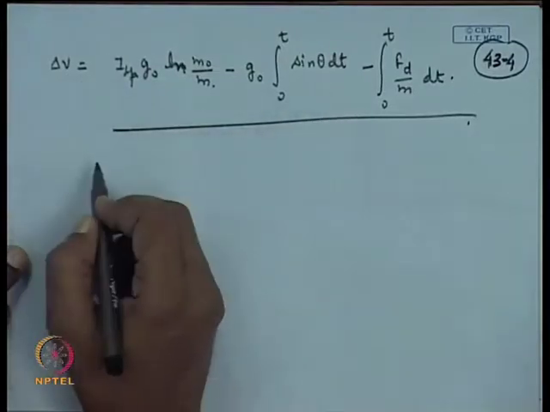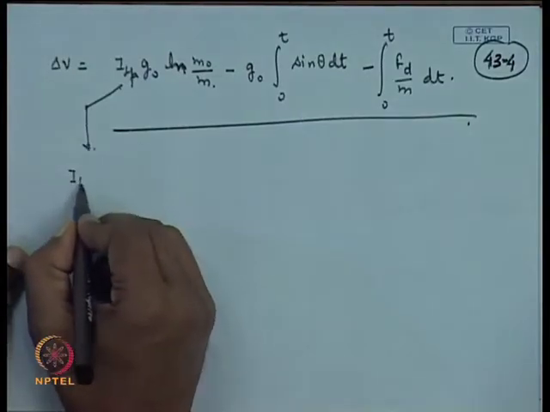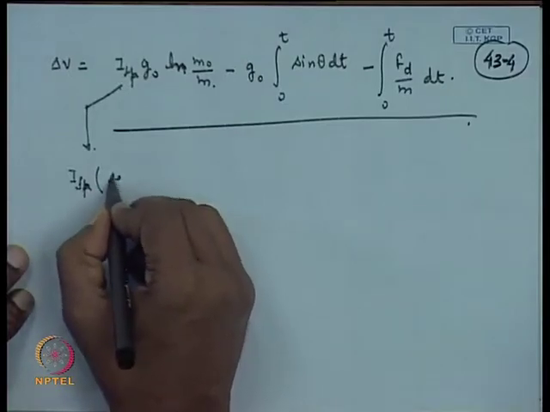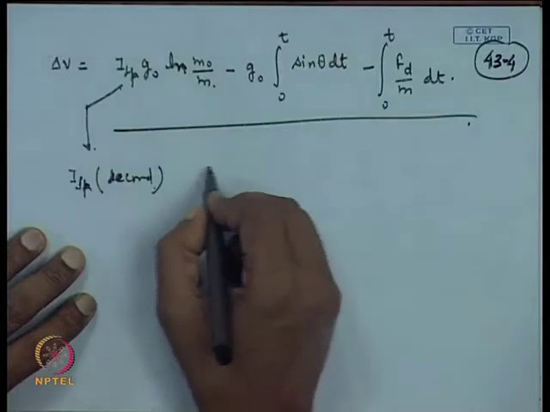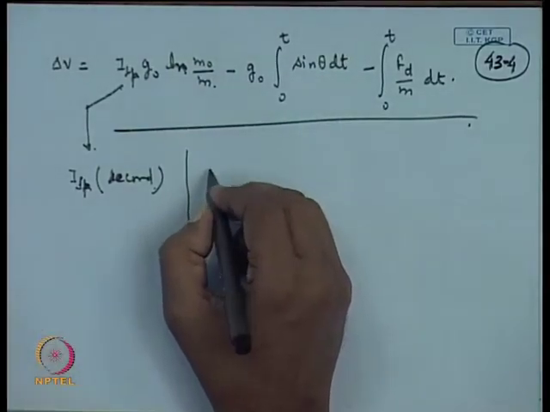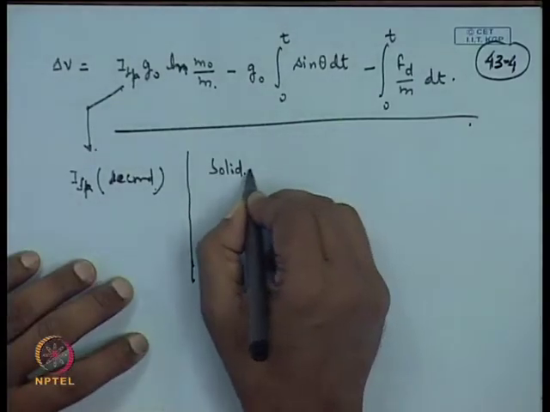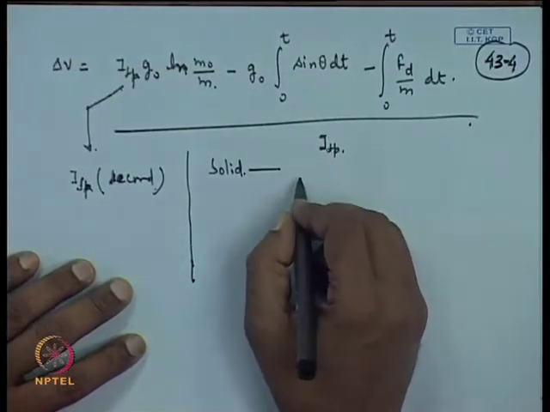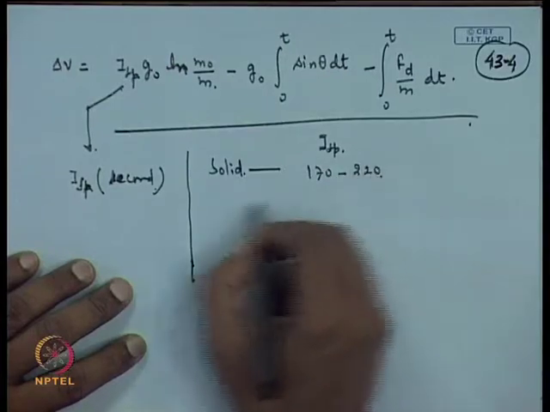Now, in this equation we will discuss first about this I_sp, which is the specific impulse. This unit is in seconds. For different kinds of propellants, there are different values or different ranges. So, for solid rockets, we can have this range from 170 seconds to 220 seconds.